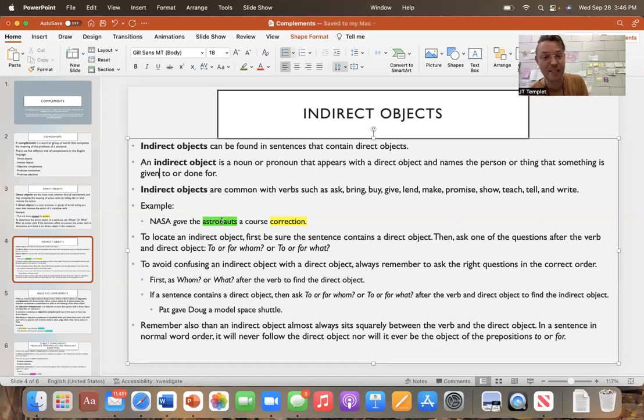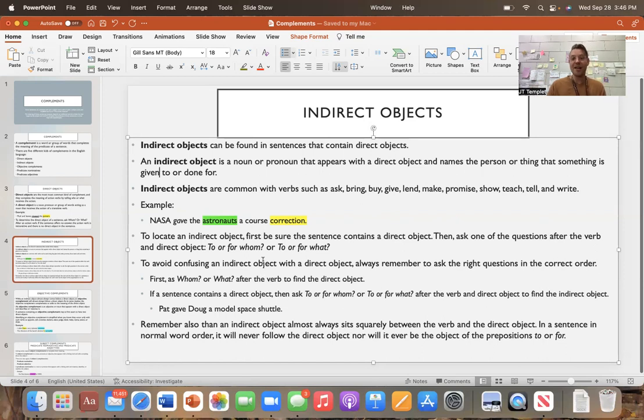To locate an indirect object, we first must be sure the sentence contains a direct object. This one does, right? We said it contains correction. Then ask one of the questions after the verb to find the indirect object. To whom or what gave correction? To whom or for what?